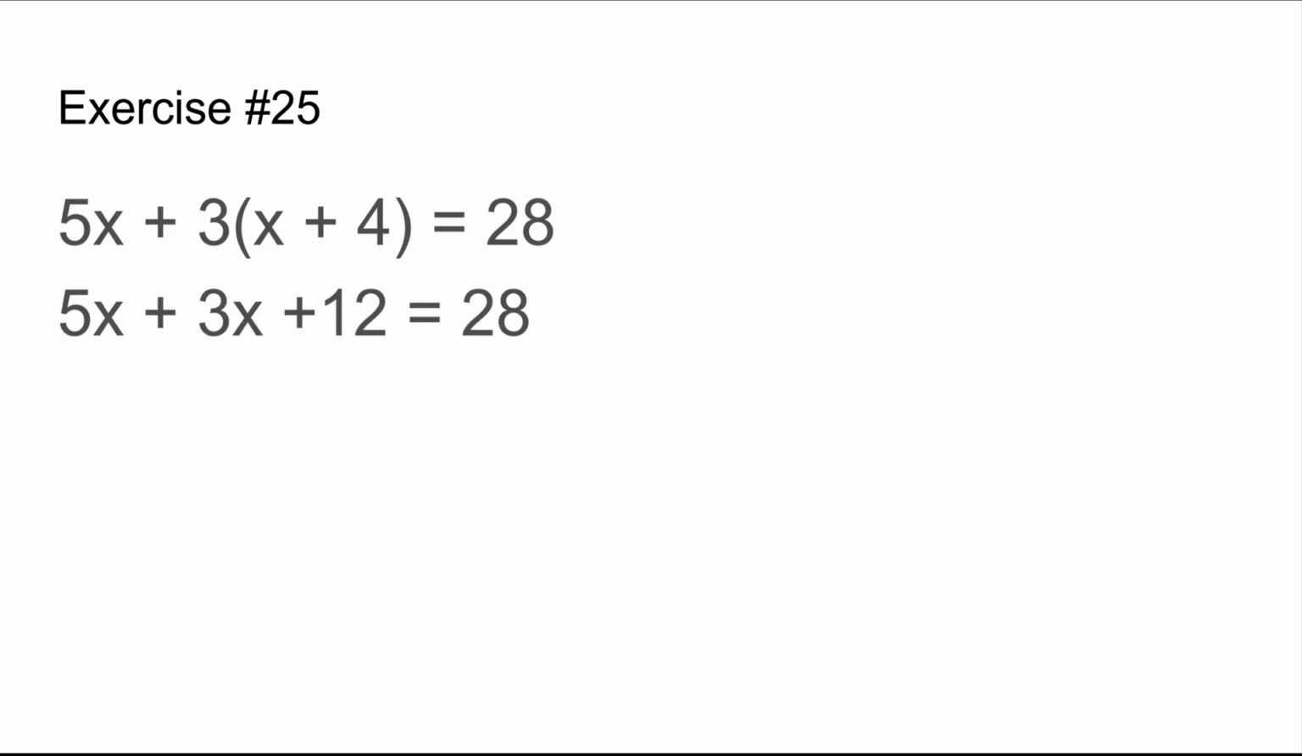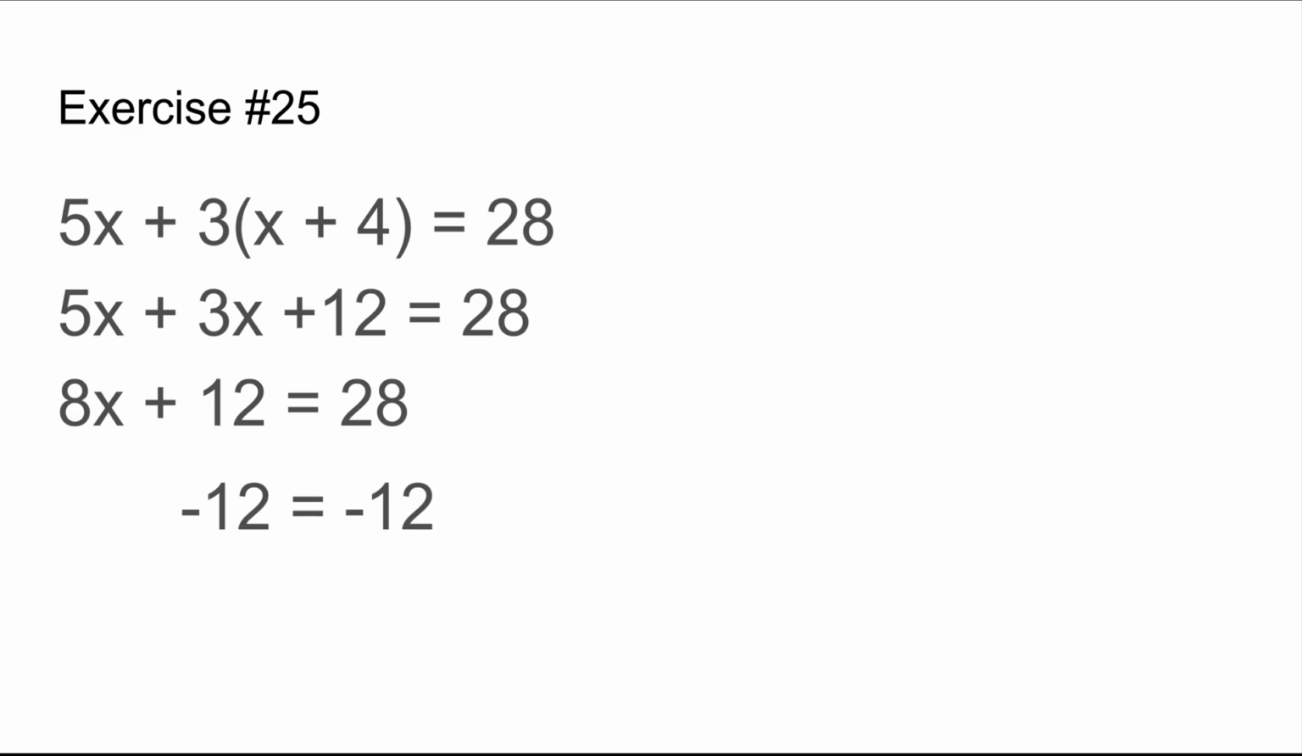x equals 4. 25. We have to distribute. Then we will combine our like terms, solve for x. 3 times x, 3x. 3 times 4, 12. Combine 3x and 5x, 8x. 8x plus 12 equals 28. Minus 12, both sides. 8x equals 16. Divide by 8, both sides.